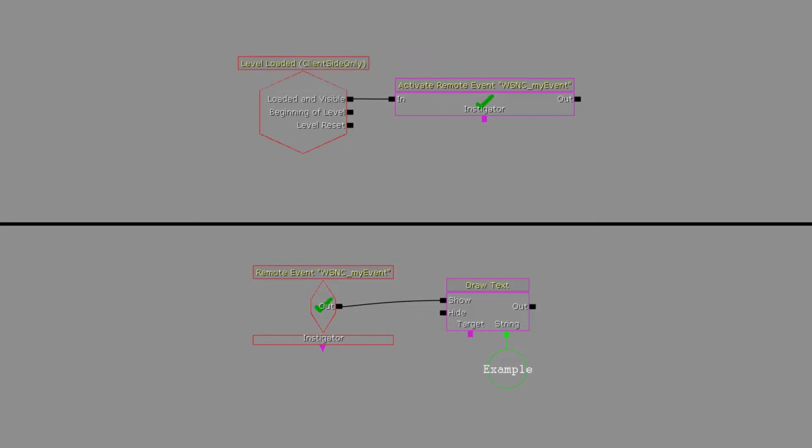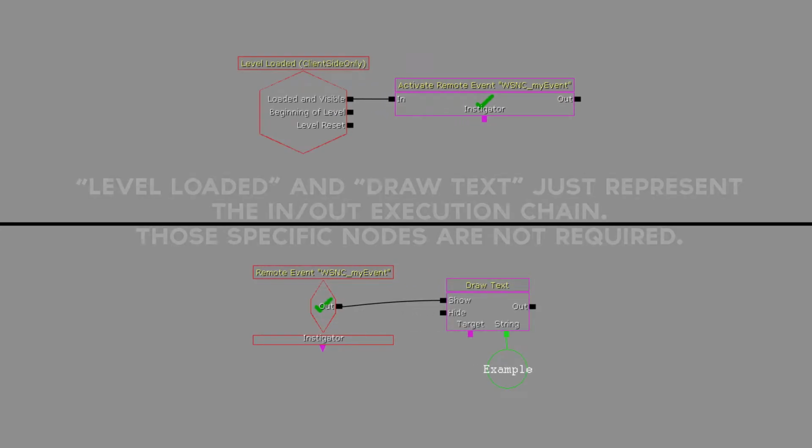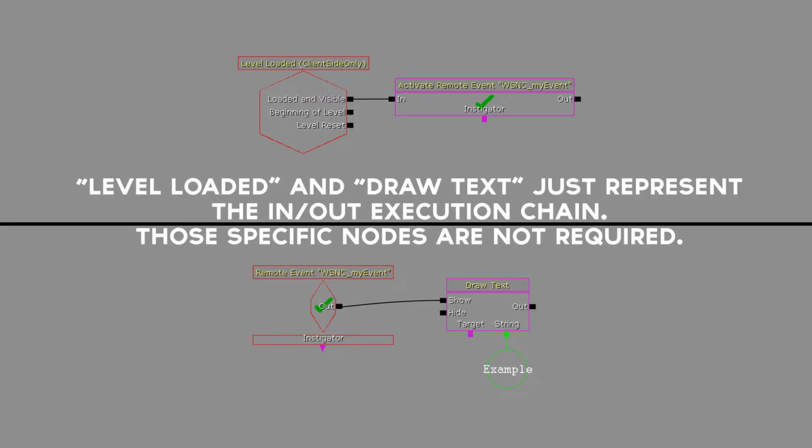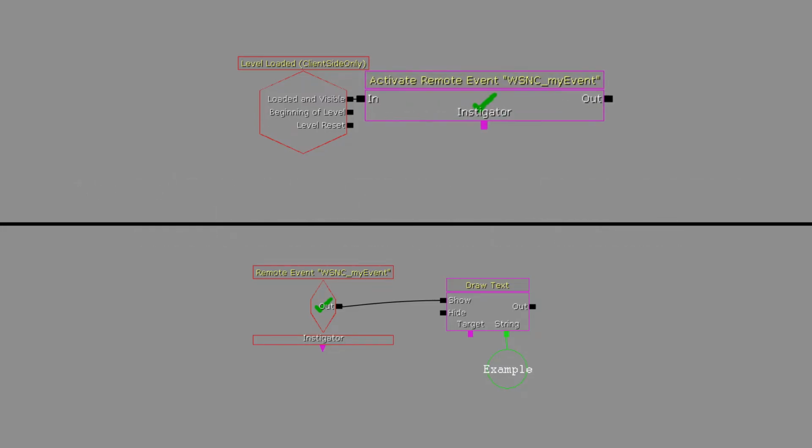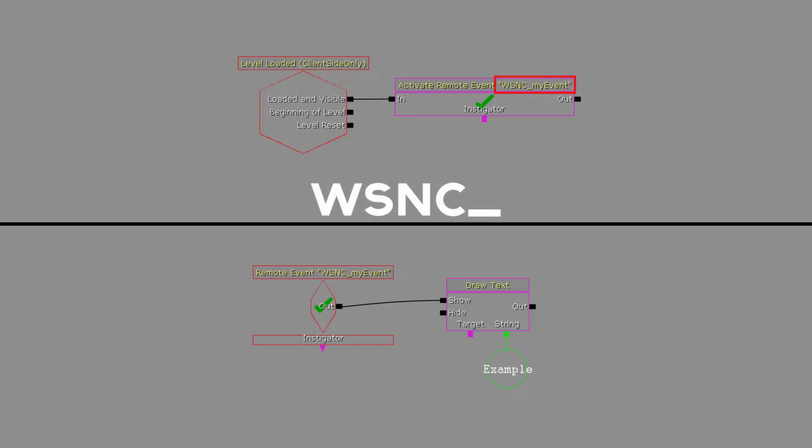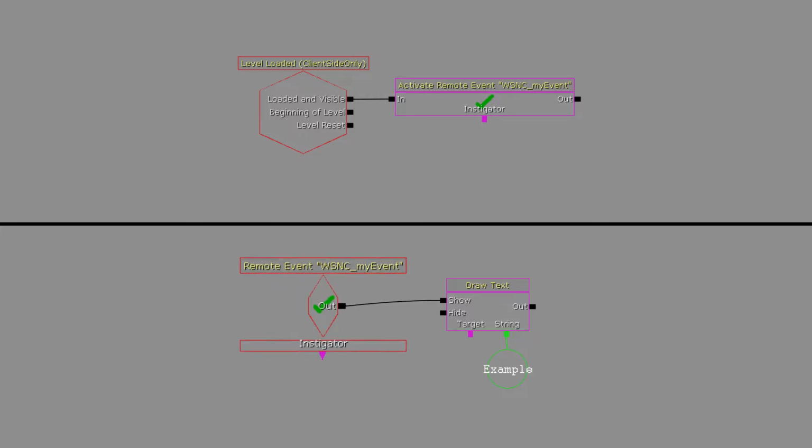Here is the most basic form of the Kismet required for communication through NetcodePlugin. When you want to communicate something to other players, add an Activate Remote Event to the end of the chain. The event name parameter must begin with WSNC_. This prefix tells the plugin that this event should be replicated. If it doesn't begin with that prefix, the plugin will ignore it. You should also include a remote event with the same event name. When a client triggers the Activate Remote Event node, it will automatically trigger its own remote event node. That's how Kismet works normally.